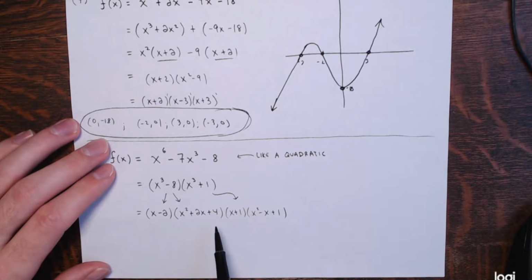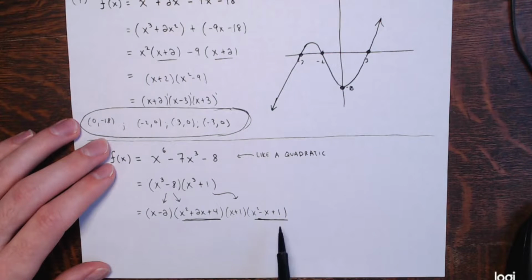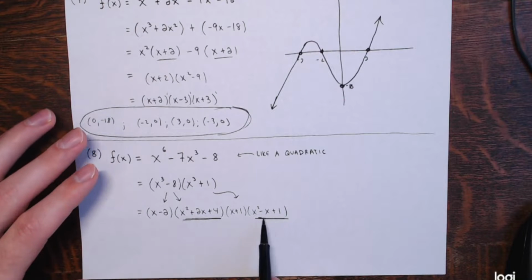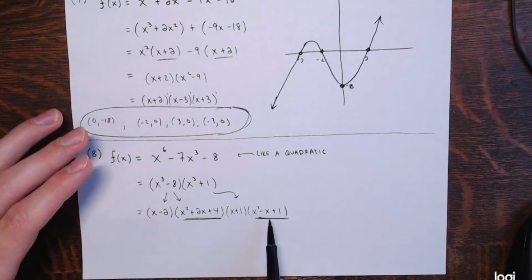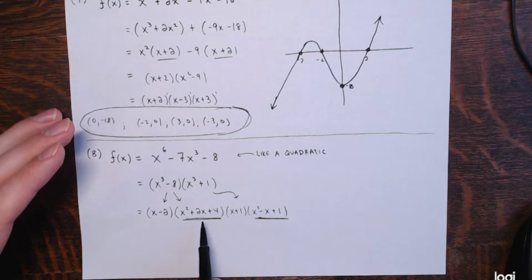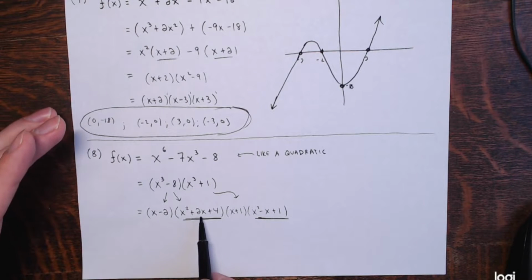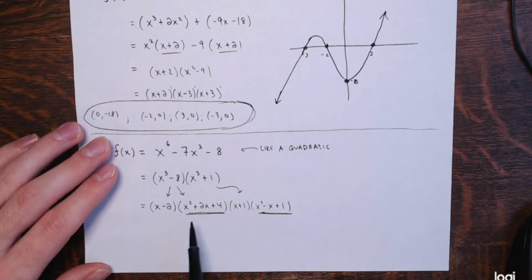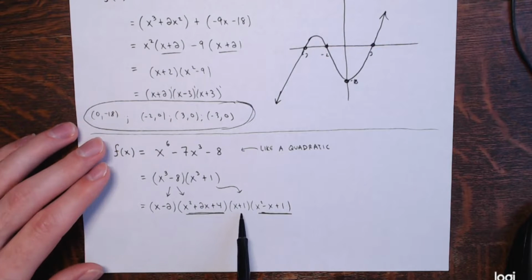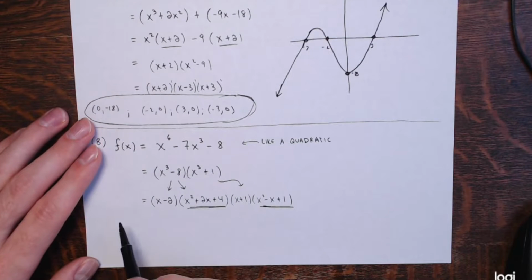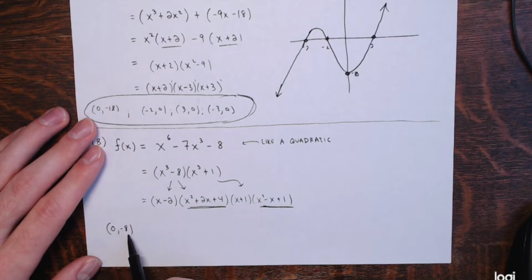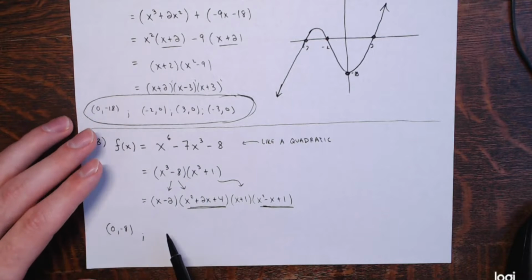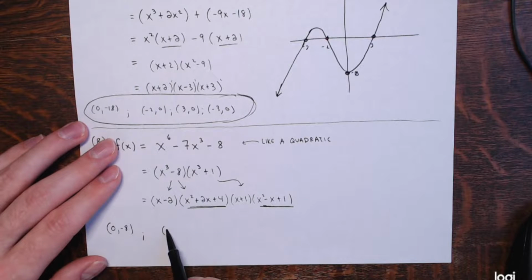And then these two quadratics are not factorable. In fact, they have complex zeros with an imaginary part. You can try finding what makes these 0, and you'll see there will be an imaginary in it. All right, so not going to worry about those for the intercepts. Only the x minus 2 and x plus 1 matter here. So my intercepts are 0, negative 8, right? Because if x were 0, the output would be negative 8. There's the y-intercept. And then for the zeros, the x-intercepts, the roots would be at 2, 0, and negative 1, 0.